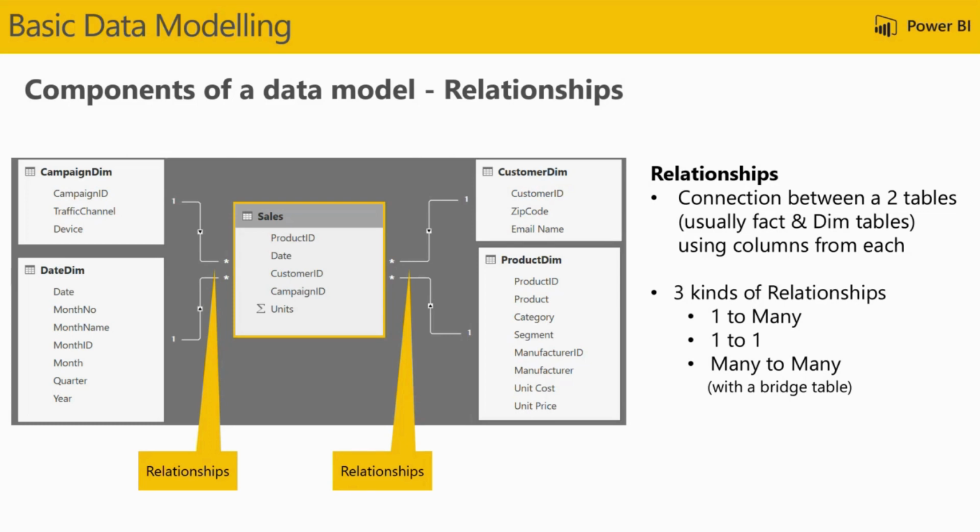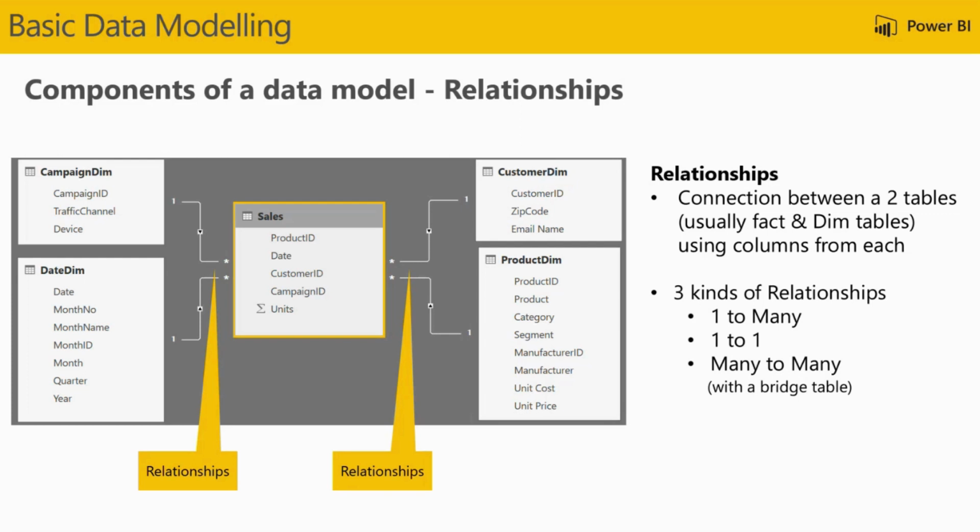If the customer ID is unique in the customer dimension table, but the same customer ID is repeated multiple times in the sales table, then it can no longer be a 1:1 relationship. In that case, it will be a 1:many relationship. If you consider it from the dimension table, then it is a 1:many relationship, but from the perspective of the sales table, you can also call it a many:1 relationship.